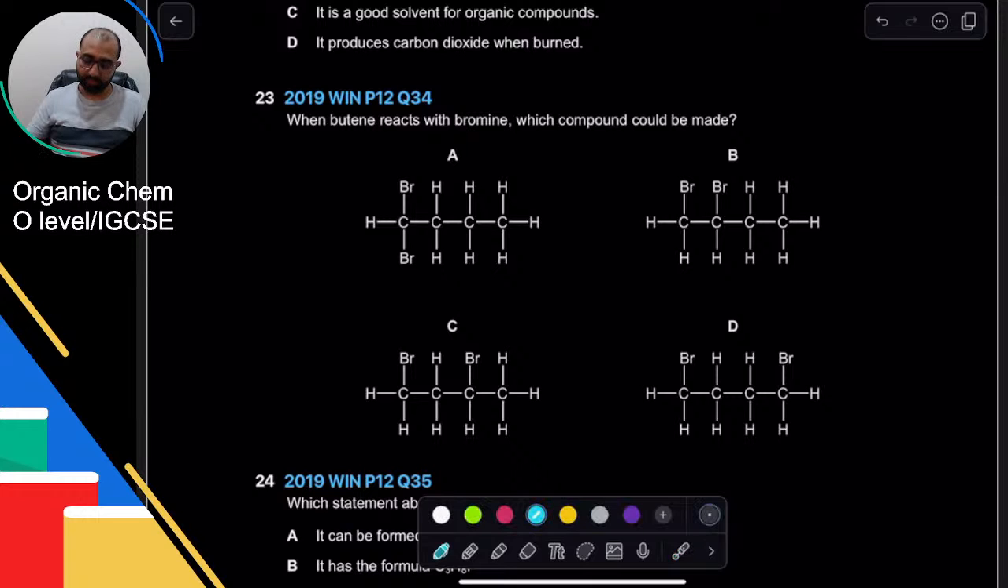When butene reacts with bromine, butene means that 4 carbons with a double bond reacts with bromine, which means 2 of them got a bromine on them. Which compound could be made?